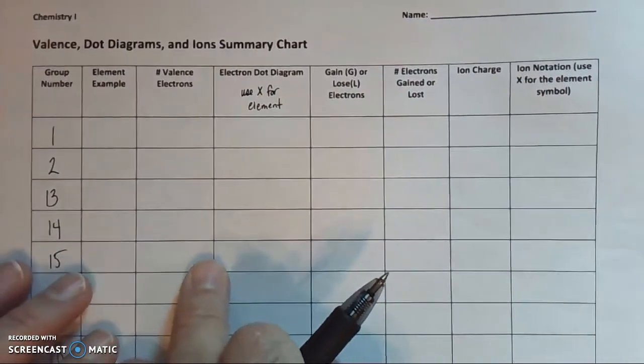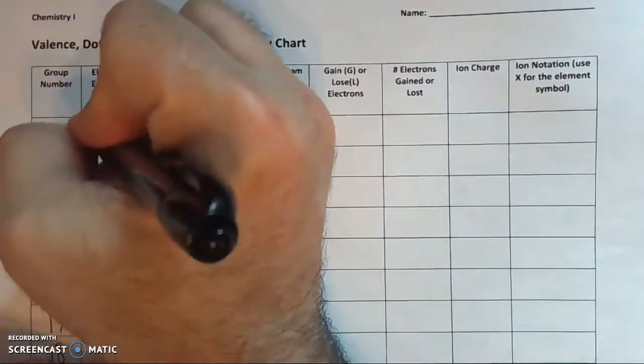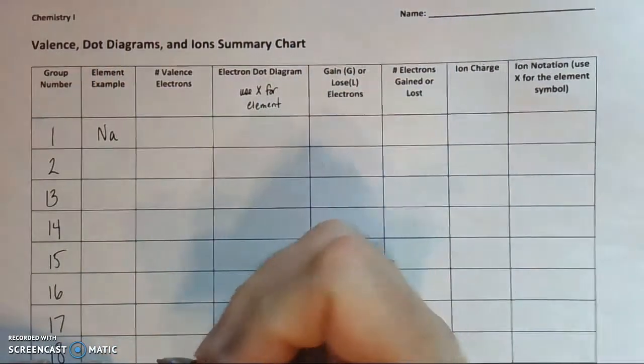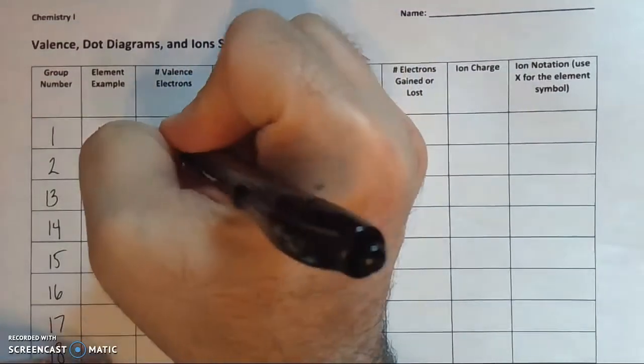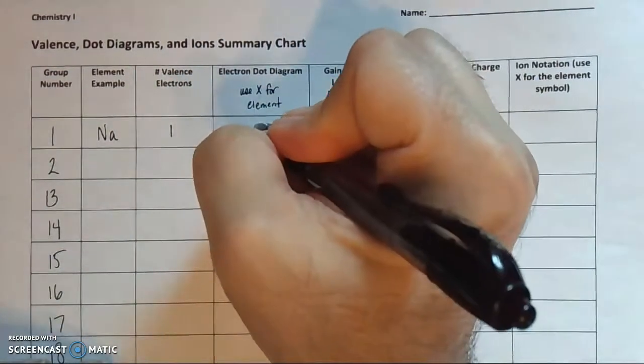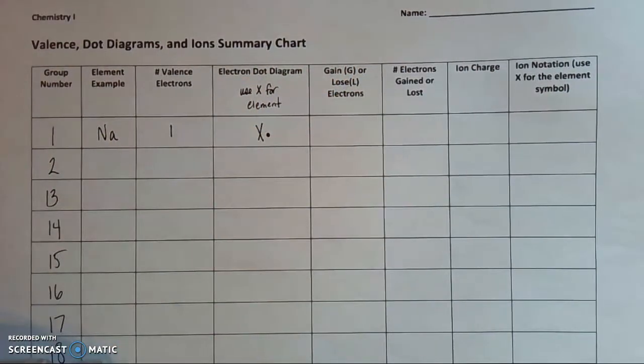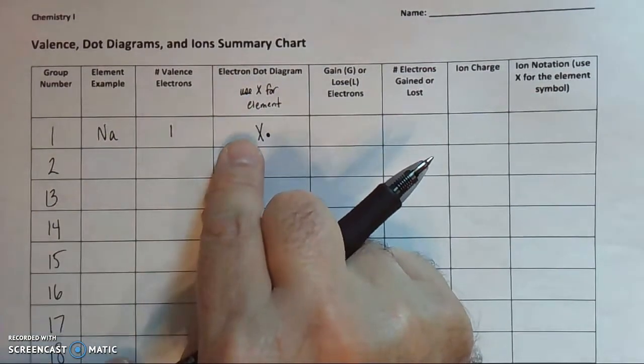So for group 1, if we just pick one of those, it doesn't matter which one you pick. I'm going to pick sodium. And everything in that group has one valence electron. So its dot diagram is going to look like that. So we could substitute hydrogen, lithium, sodium, potassium, rubidium, cesium, or francium, and they would all have the same dot diagram.